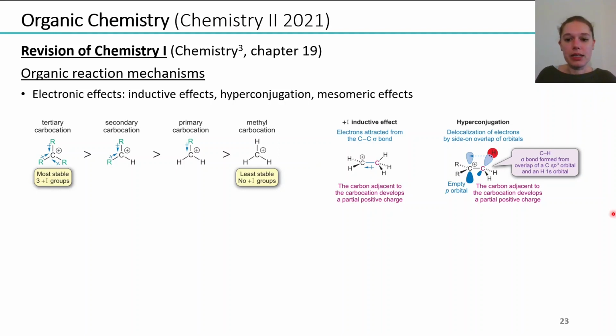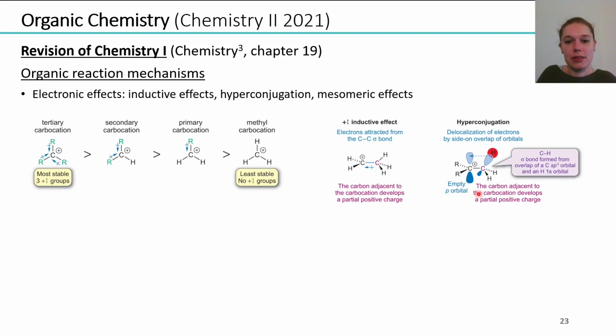So what is important to know here is that we have, let's say, a donation of electrons from a sigma carbon-hydrogen bond, or also from a sigma carbon-carbon bond, which are next to the carbocation and the unhybridized p orbital. This is important. Otherwise, we cannot talk about hyperconjugation.